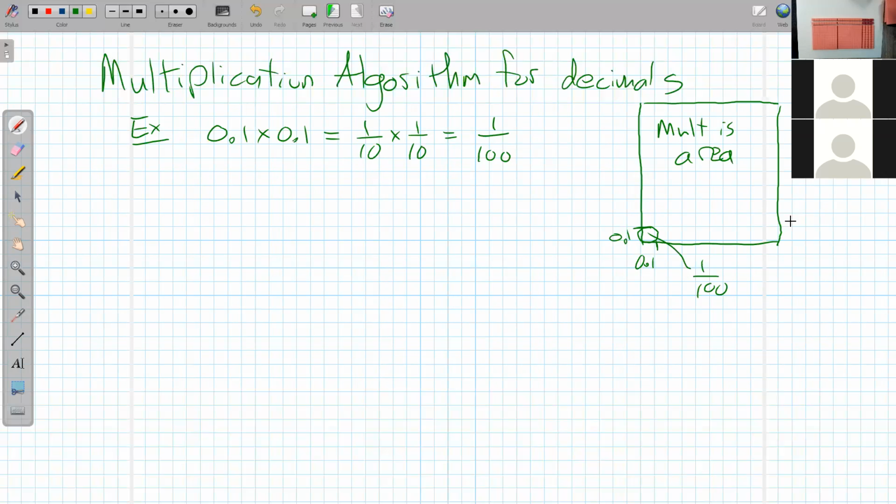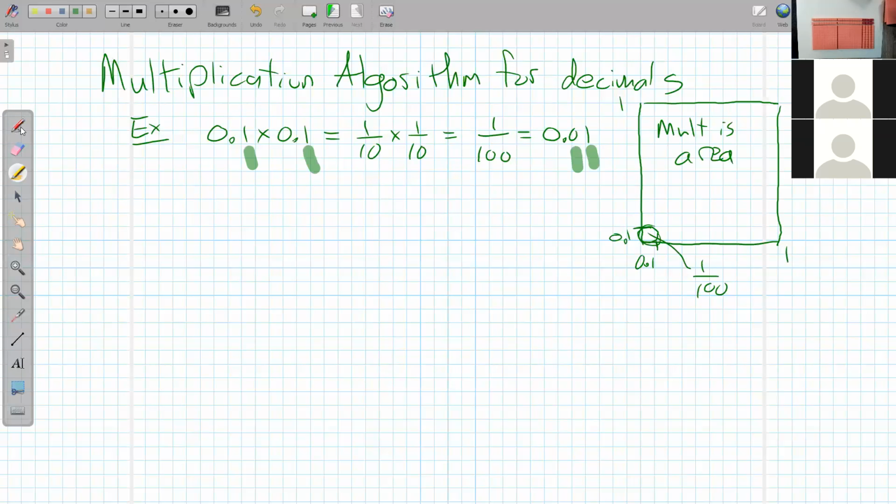And we need to know what a whole is. So my whole is this big square, 1 by 1. I have 1/10 of it by 1/10 of it, which is 1 out of 100 pieces. And so when we take tenths times tenths, we end up with hundredths. And the observation that we make here is that there was 1 decimal fraction place here and 1 decimal fraction place there, and that led to 2 decimal fraction places in the answer.